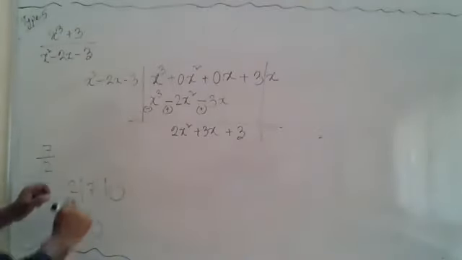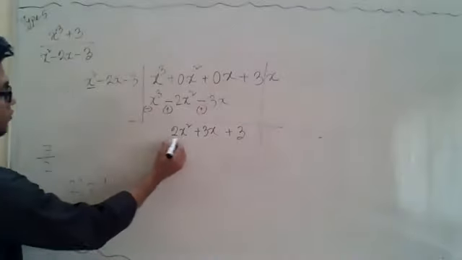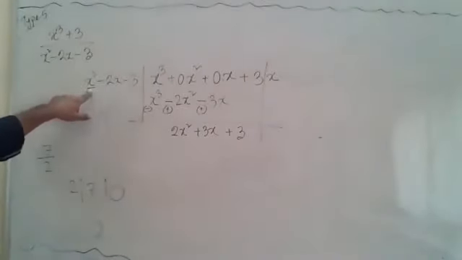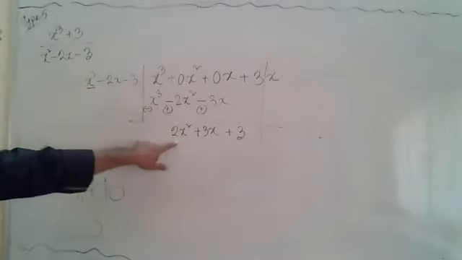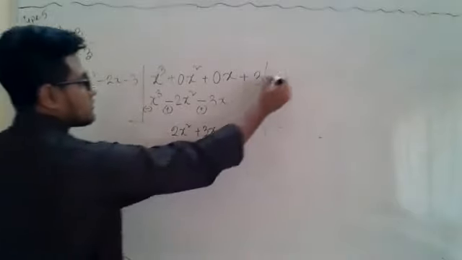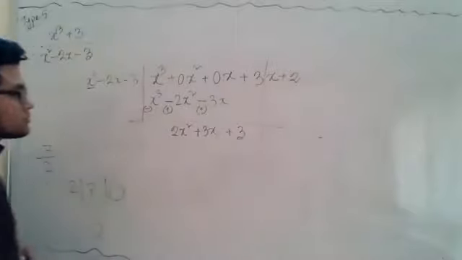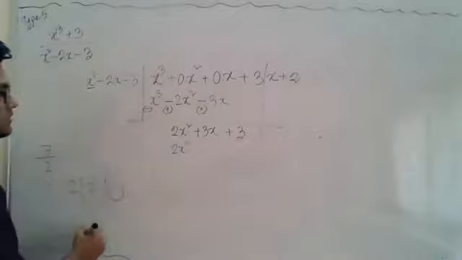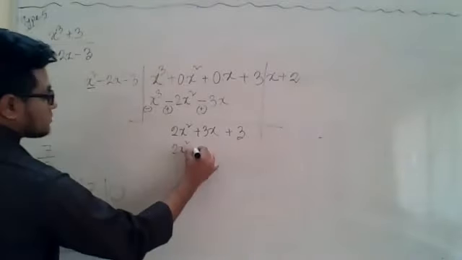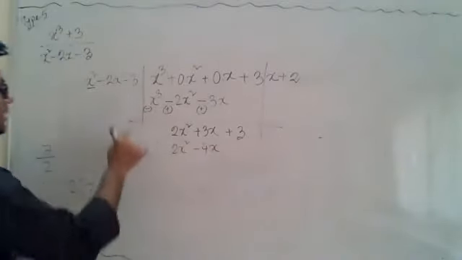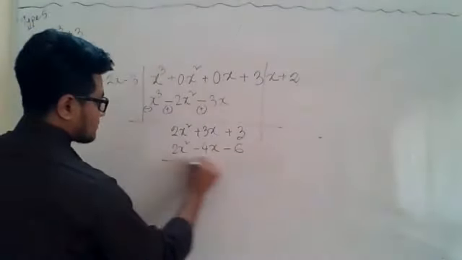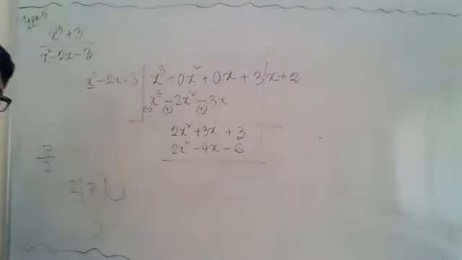Now again, we have to match this x square with this x square. If I want to convert this x square into 2x square, all I need to do is multiply by 2, right? And that is also plus 2. So plus 2 into x square will give me 2x square here. Then 2 into minus 2x will give me minus 4x. Then minus 3 into plus 2 will give me minus 6. Correct or not? Then again I have to subtract it.